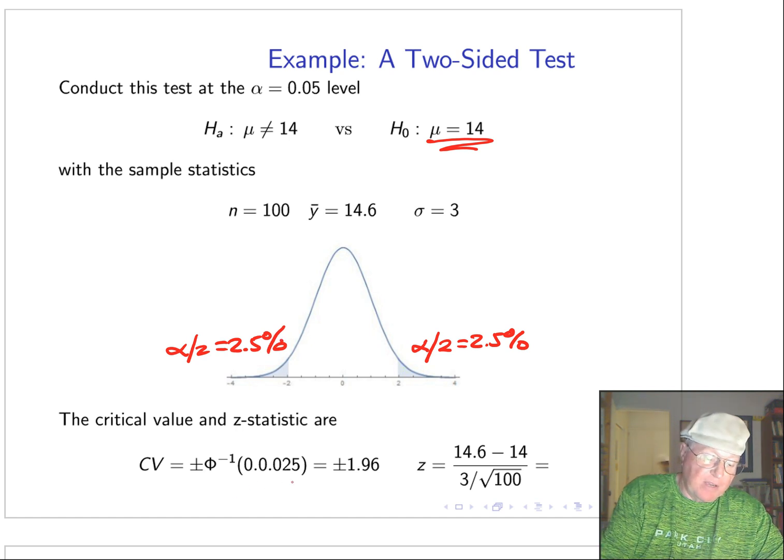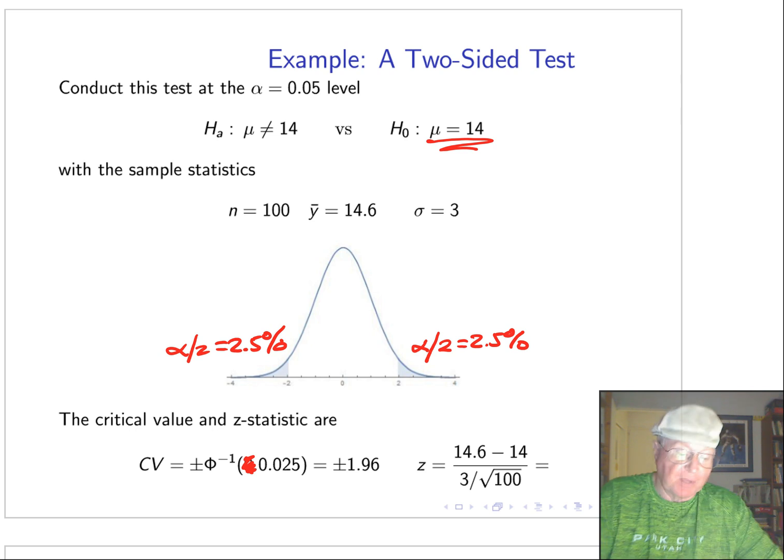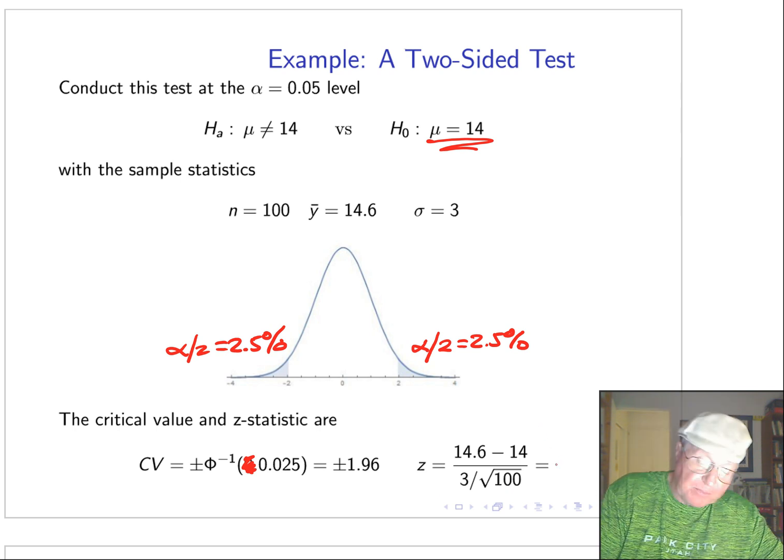So now we have two critical values, but by symmetry it's just plus or minus. So look up 2.5% on both tails, and our critical values are plus or minus 1.96. Plug in our values, sample mean minus null mean, divided by standard deviation scaled by the square root of sample size. We get 2.0. Woo! Great. Reject the null hypothesis.